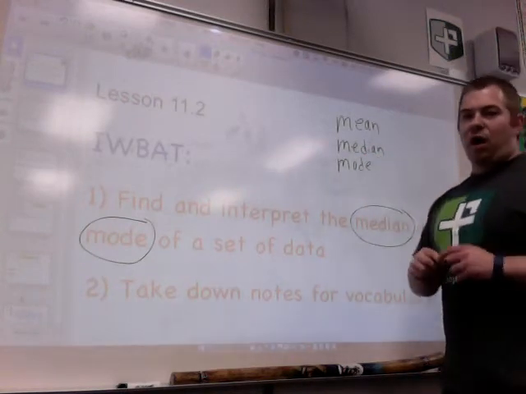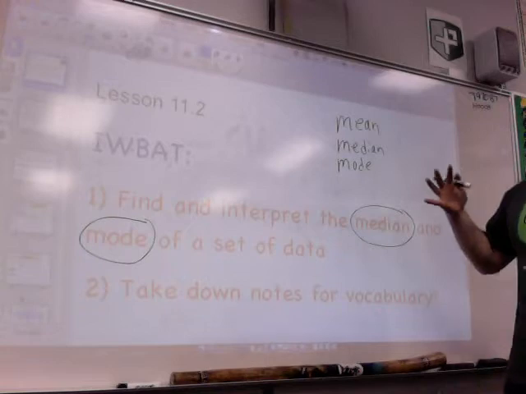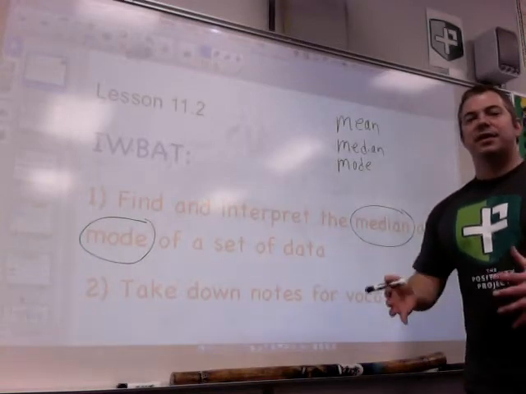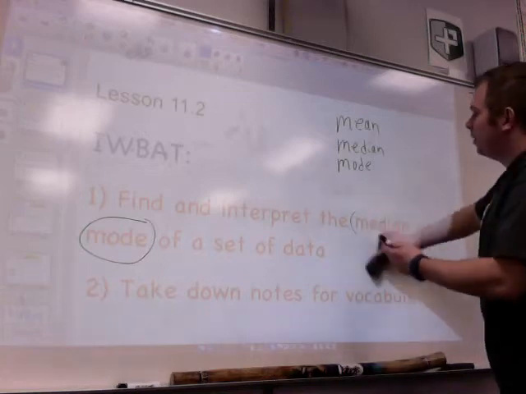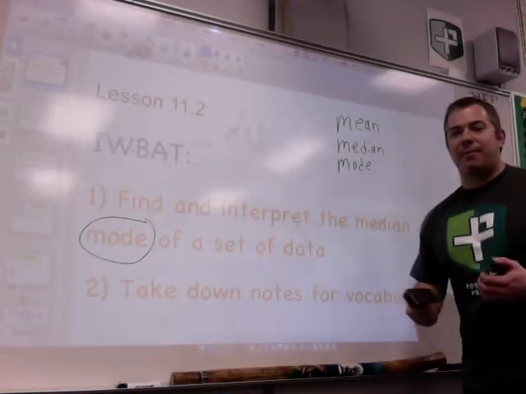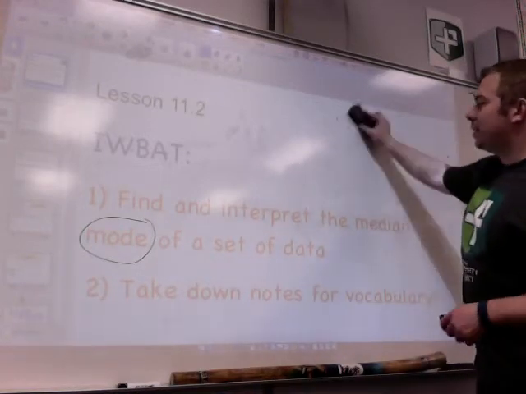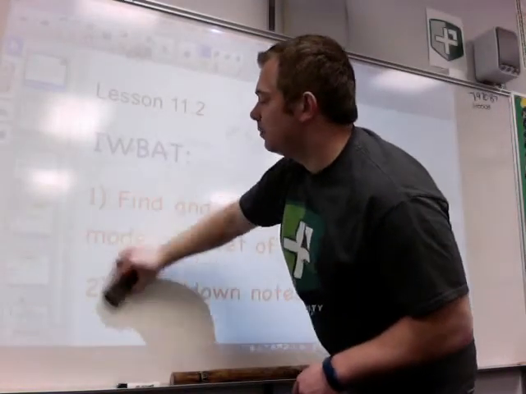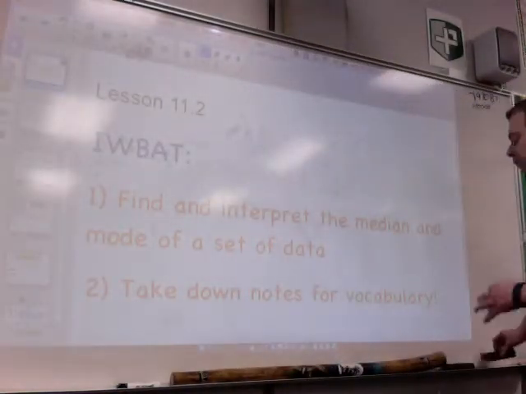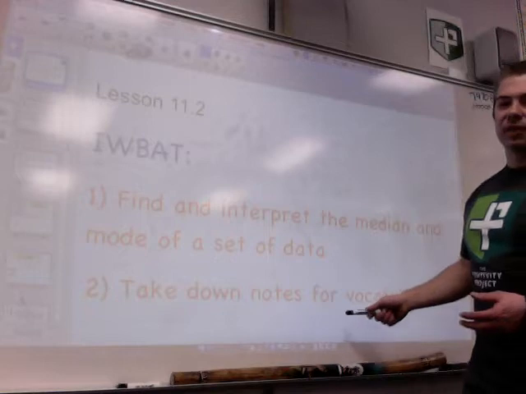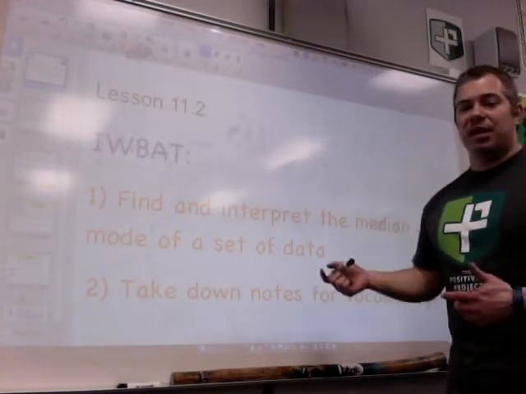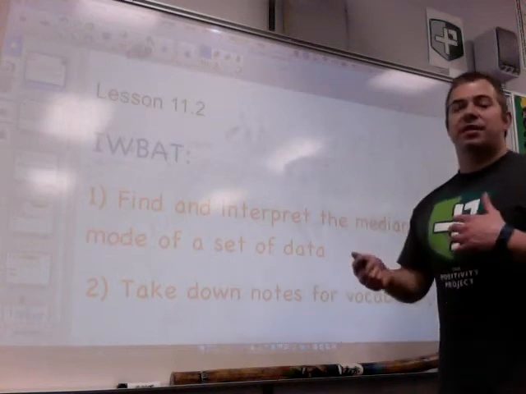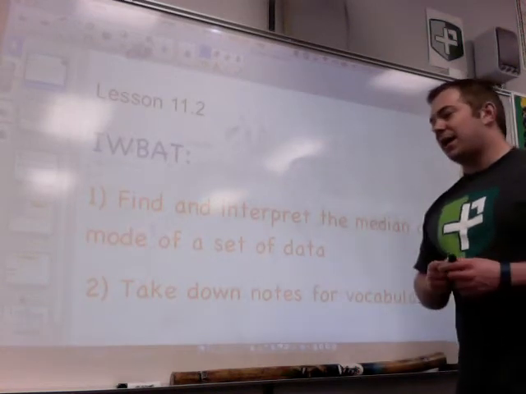All right, these are all ways to look at numbers and look at the data and see what it really means. See what the average is, see what the middle scores are, see what scores happen the most. I would also like you to, once again, take some notes for me. Take down notes for the vocabulary. That's another objective. You need to get used to doing that. So yesterday you took notes on the definition of mean. Today write down the definitions for median and mode.